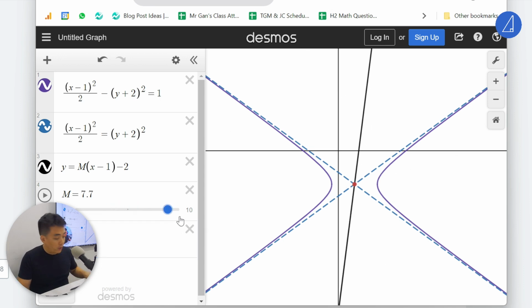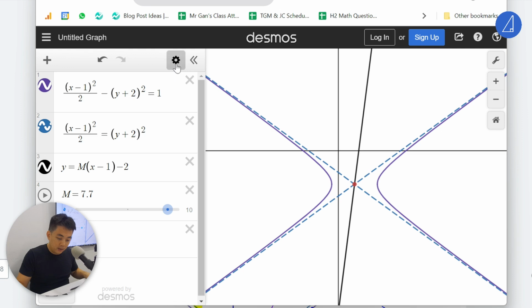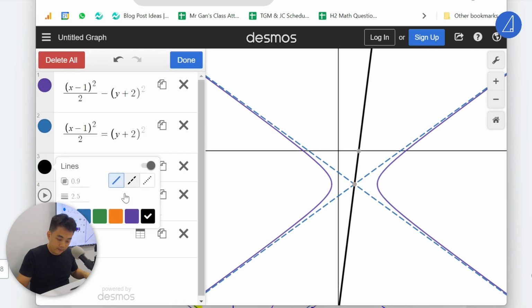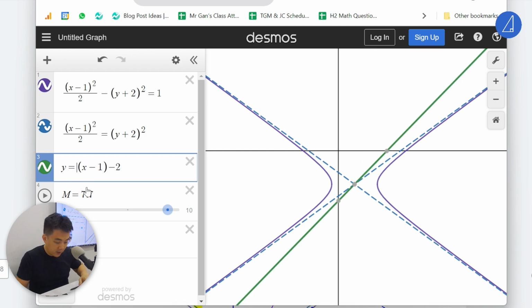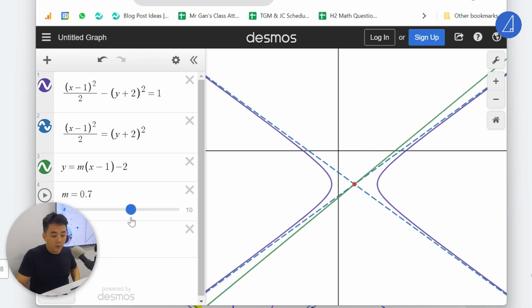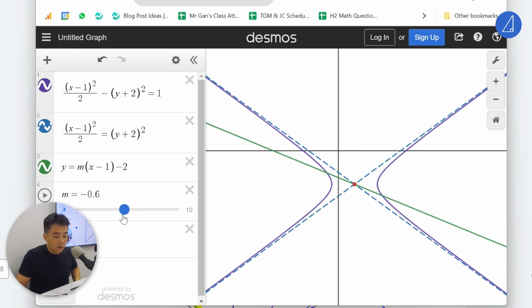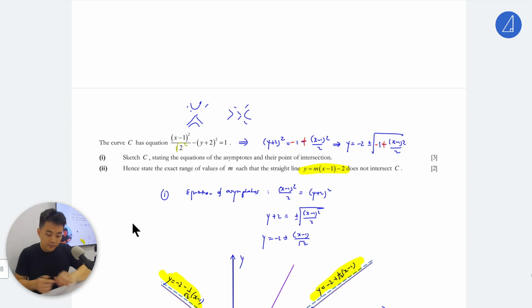Okay, so the question now is, we want it to not intersect C. So we want it to be like that. Change M to small m, because it looks very ugly, right? We want it to be here, but we do not want it to cut here, and we want it to be here. Understand? So remember, anything steeper.